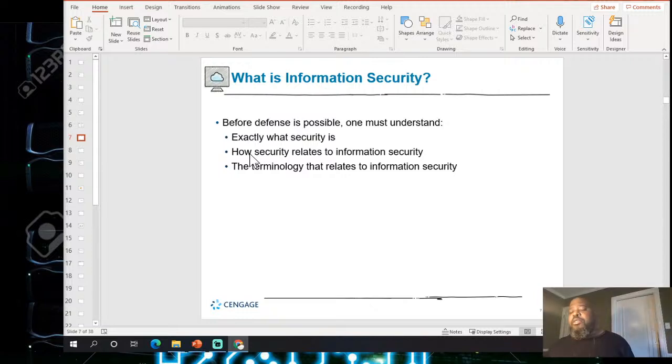So what is information security? Before defense is possible, one must understand exactly what security is, how security relates to information security, and the terminology that relates to information security. My company uses VDIs for some of our third party. That's cool, but you still gotta make sure you understand the settings that the VDI is set up with, right?